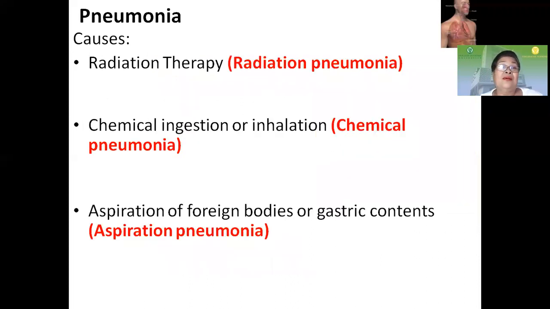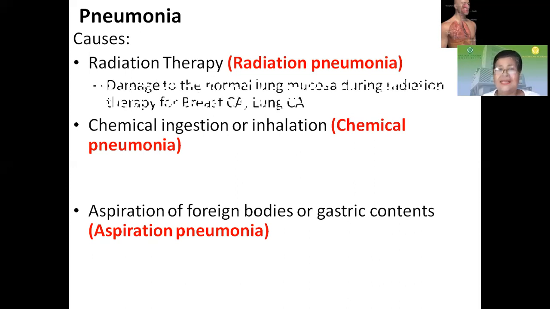Okay, we also classify pneumonia into general causes. One, it can also be secondary to radiation therapy. So therefore, this is called radiation pneumonia. Who are those clients who undergo radiation therapy? Those clients who had cancer of the breast, cancer of the lungs, okay? That's secondary to treatment. Because of frequent exposure to cobalt therapy, then there is also damage to the lungs. So we call that radiation pneumonia.